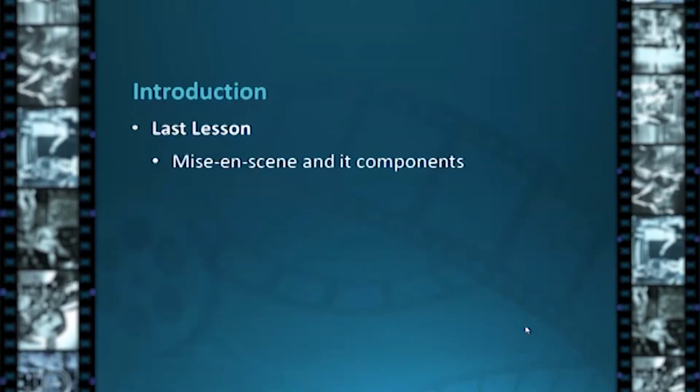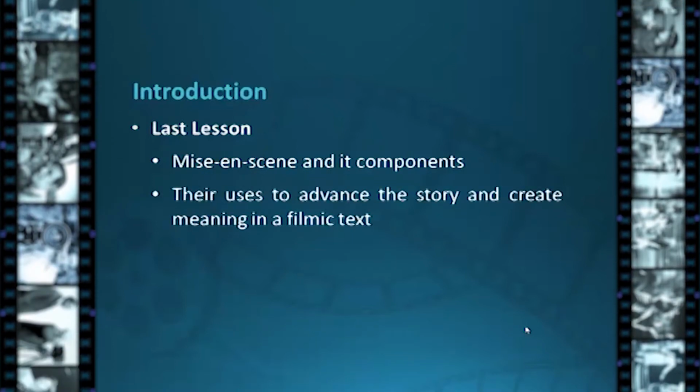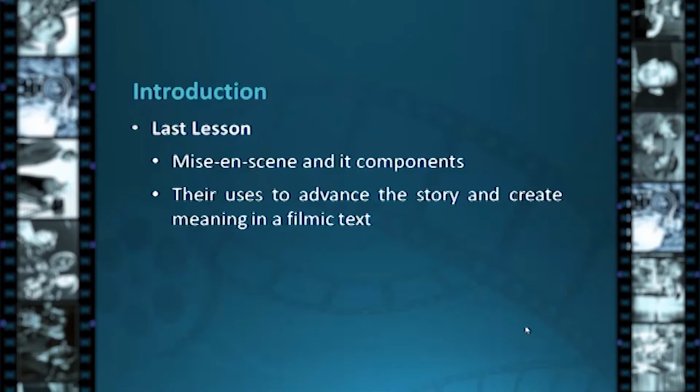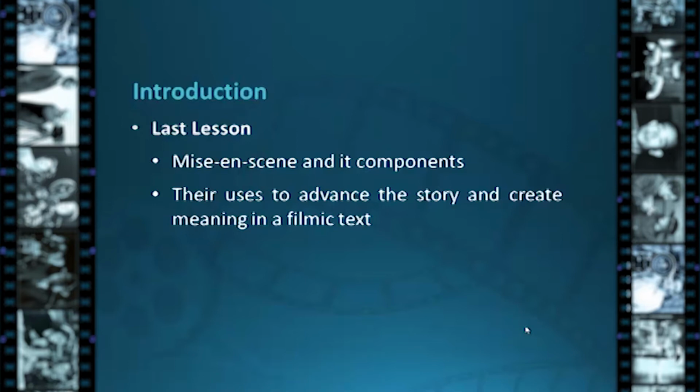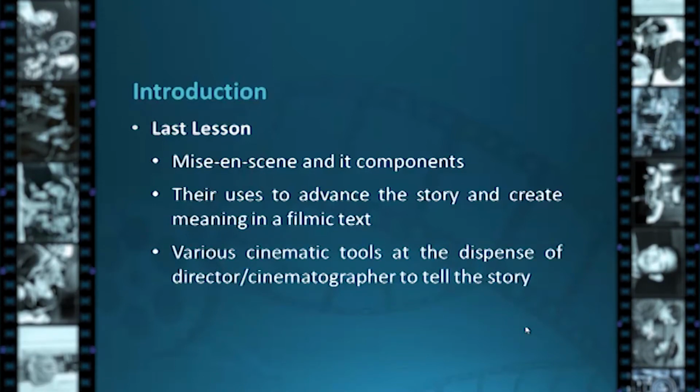But before we do that, let us take a quick recap of what we talked about in the last lesson. In the last lesson we talked about mise en scène, the various components that come under mise en scène, and their uses, and how they are used to advance a story or to create meaning in any filmic text. We also talked about the various cinematic tools that are at the disposal of a director or a cinematographer to be able to tell a story or to create a narrative.